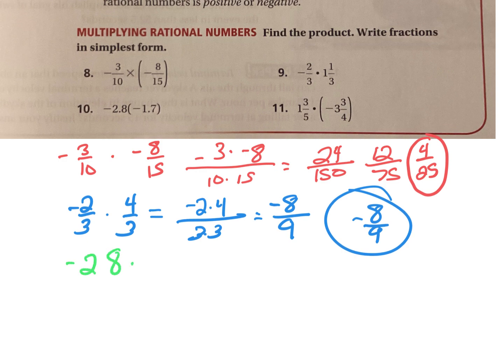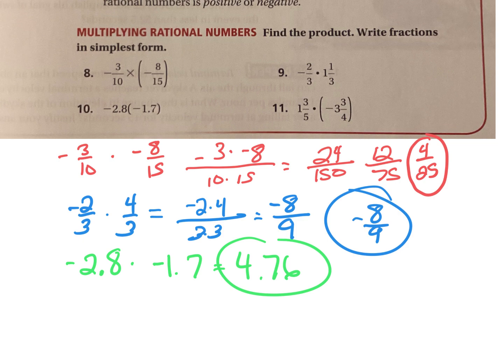-2.8 times -1.7. With decimals, I'm just going to use my calculator. I know it is going to be a positive because it's a negative times a negative. So 2.8 times 1.7 gets me 4.76. Okay. Now, last one, number 11.